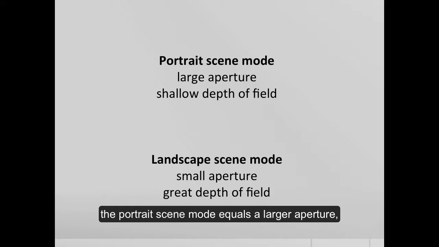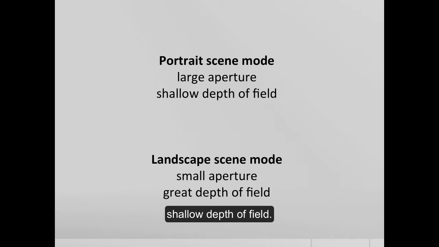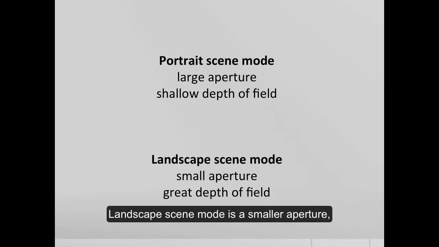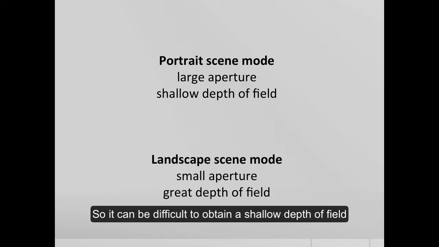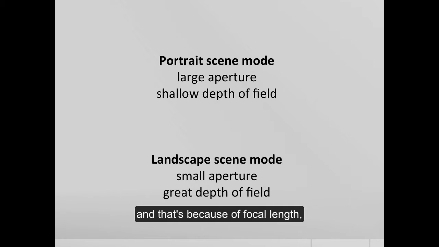The portrait scene mode equals a larger aperture, shallow depth of field. Landscape scene mode is a smaller aperture, which equals a greater depth of field. In a lot of consumer digital cameras, you might not be able to control directly the aperture setting, and that's when you're going to look at your portrait mode and your landscape mode. So it can be difficult to obtain a shallow depth of field with a lot of consumer digital cameras, and that's because of focal length, and that's our limitation.